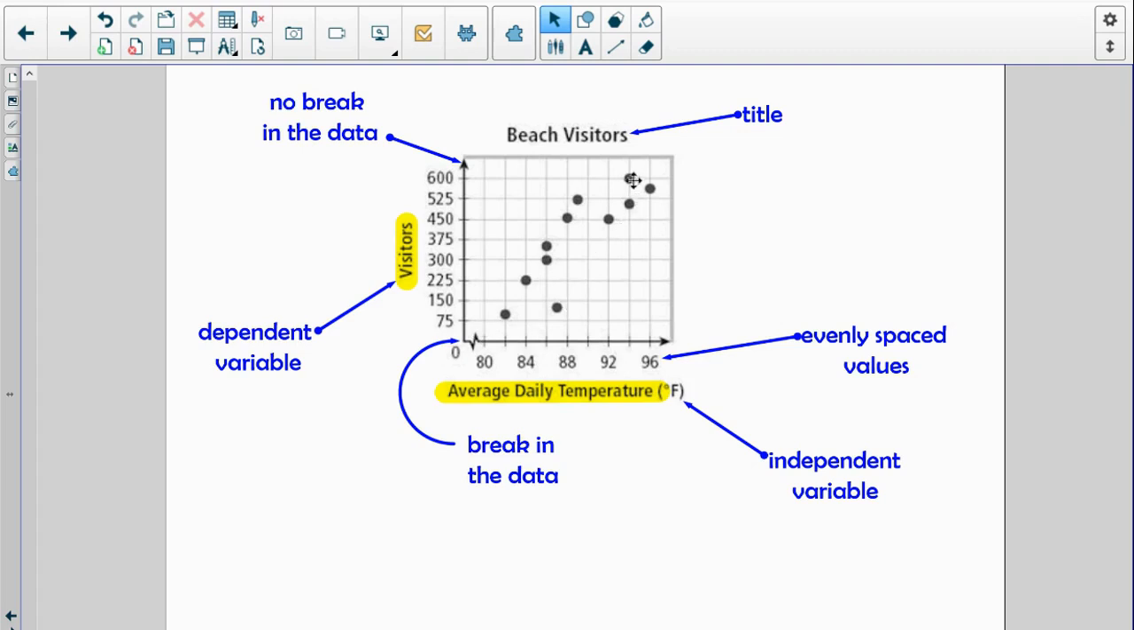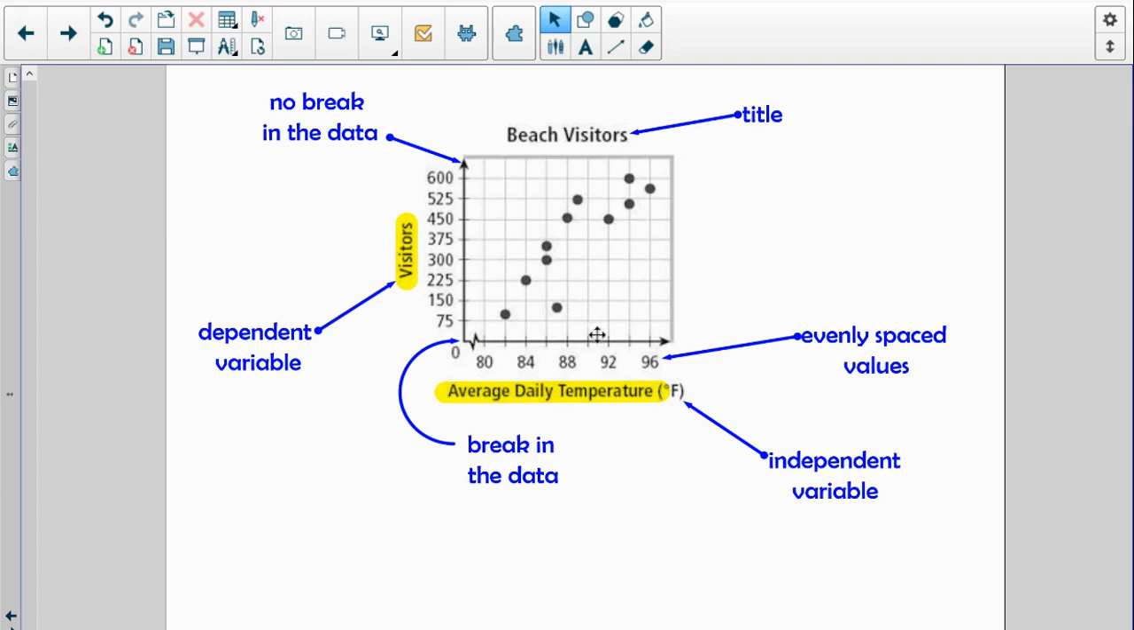And we wouldn't want that because all of our data here for the number of beach visitors starts at 82 degrees, not 0 degrees. But we also don't want to just say, oh, the left side of our graph is 80 degrees, because then things are going to look a little skewed. So we don't want that either.